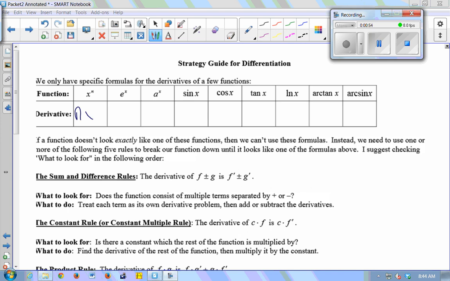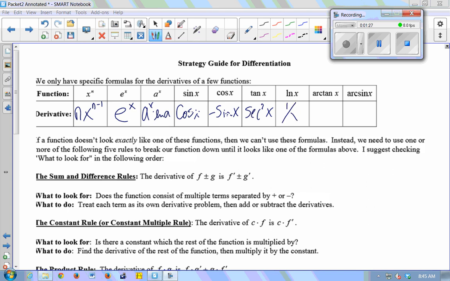Is nx to the n minus 1. Derivative of e to the x? E to the x. Derivative of a to the x? Yes, a to the x times the ln of a. Derivative of sine x? Derivative of cosine x? Negative sine. Derivative of tangent? Yep. Derivative of ln x?